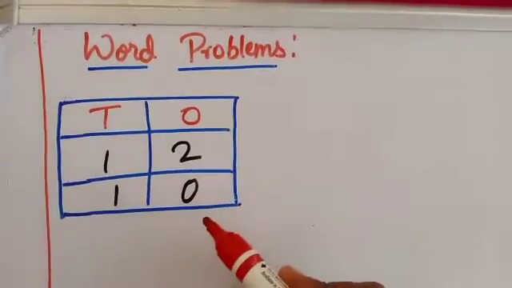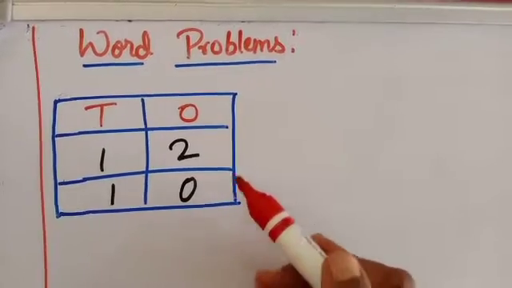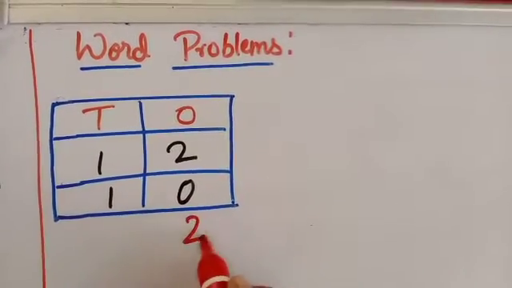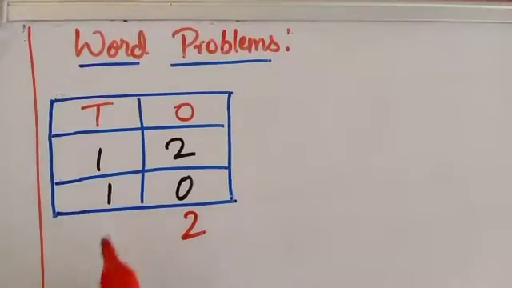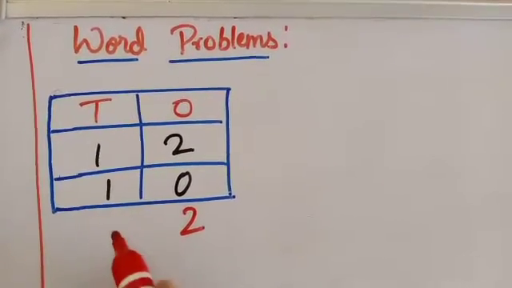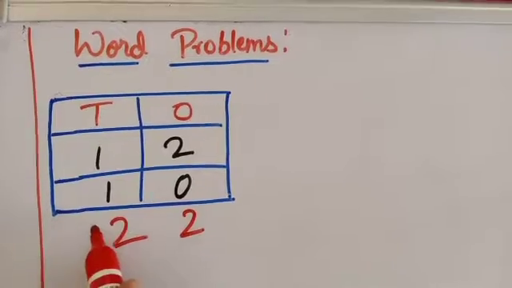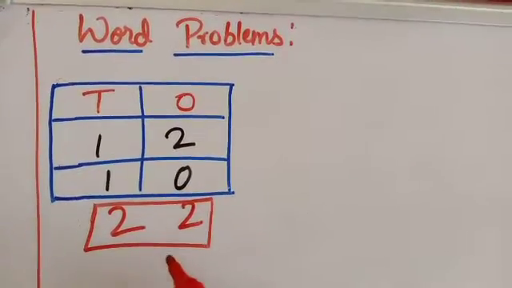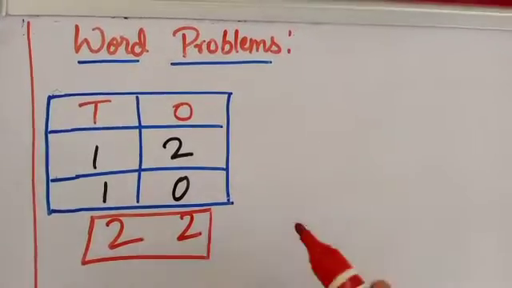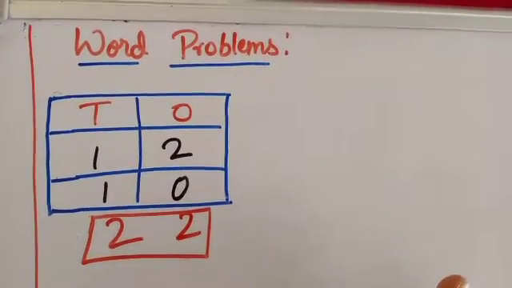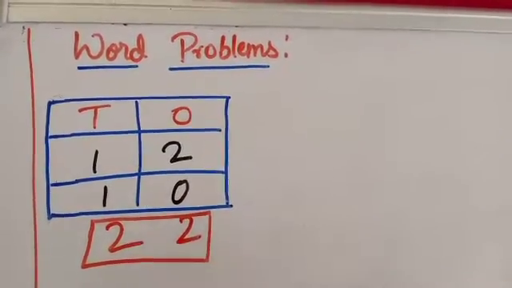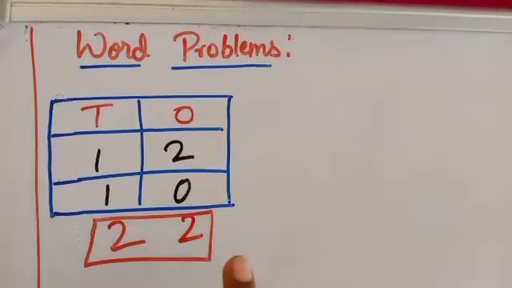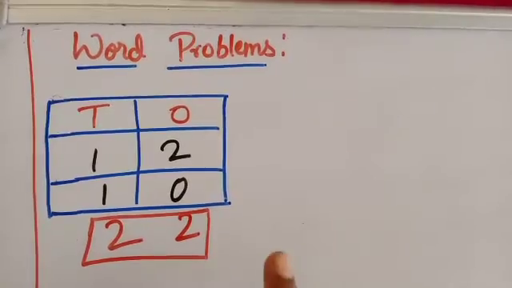So 2 plus 0, how much, children? 2 plus 0 is 2 itself. Yes. Now 1 plus 1, 2. So what is the answer now? 22 balls are there altogether in a box. So how many balls does the box contain, children? Total 22 balls. Okay, let's go for the second problem.